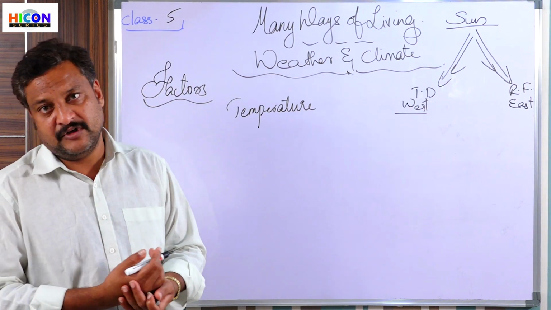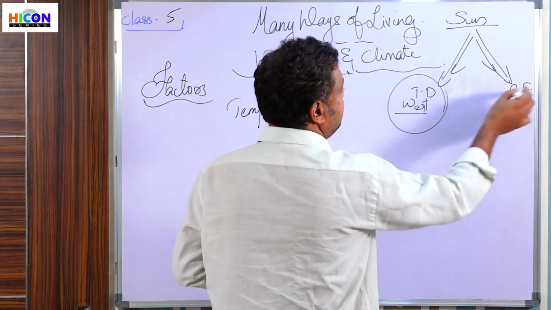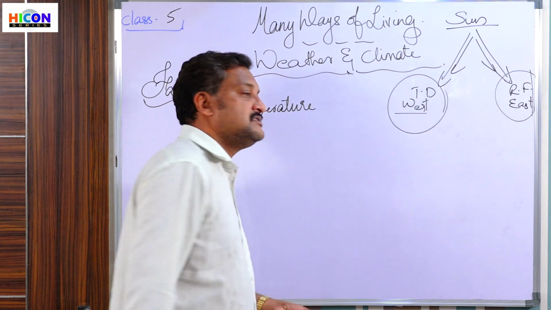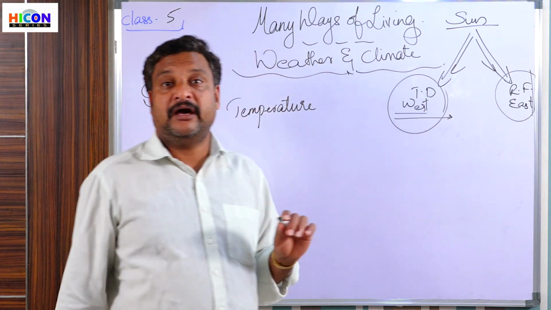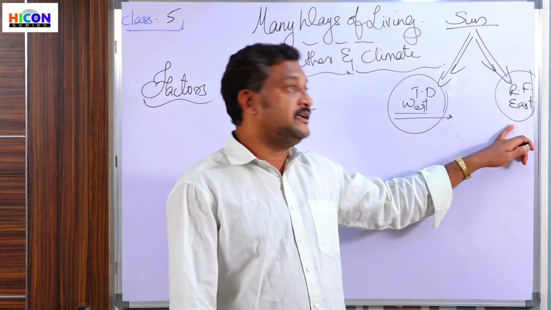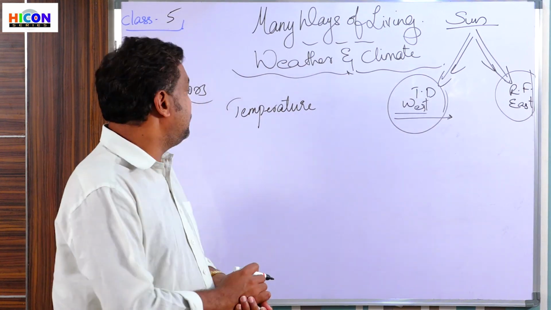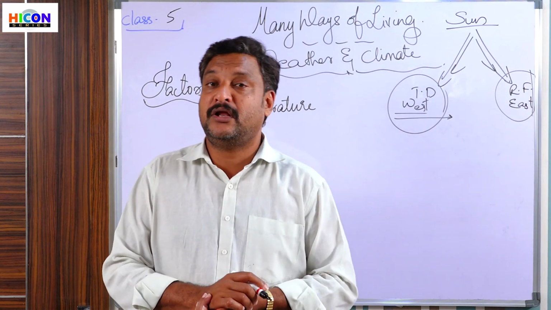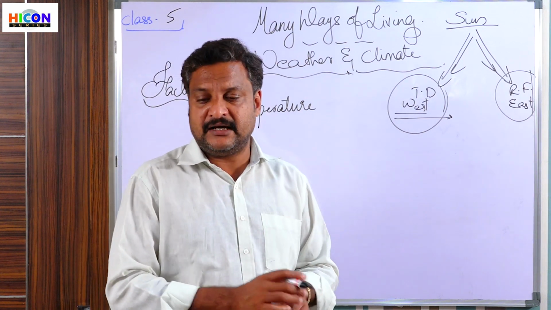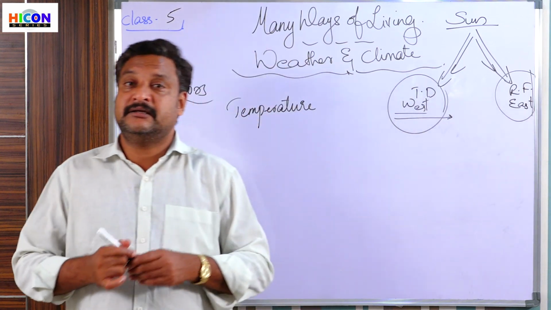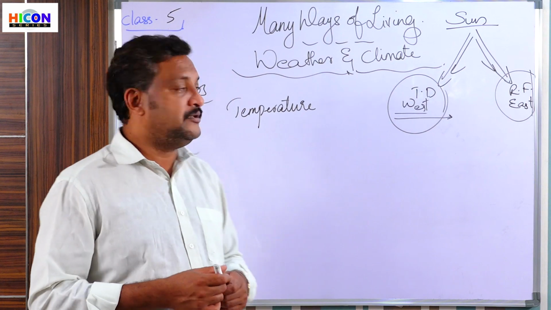It's not the same. So when it is not the same, what happens? Some places receive too much heat and some places receive very little heat. So the places which receive too much heat become hotter, and the places which receive less heat become comparatively cooler. Okay, so distribution of temperature is one basic feature. There are so many other features which play a vital role in deciding the climatic and weather condition of a place. Okay, so we will start them one by one.